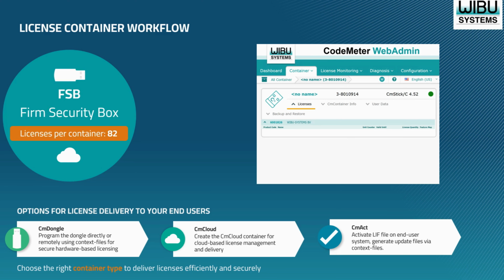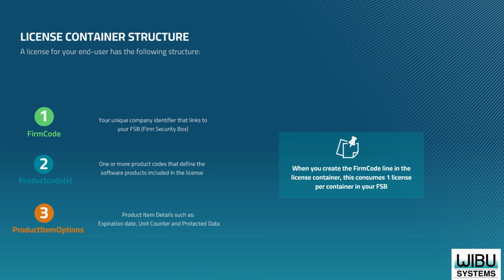Before you can add product licenses, you first need to create or select the target container. Once the container is available, you program your firm code into that container. This step consumes 1 license per container from the FSB. After the firm code is available in the container, you can add product codes and product item options. These do not reduce the license per container counter.